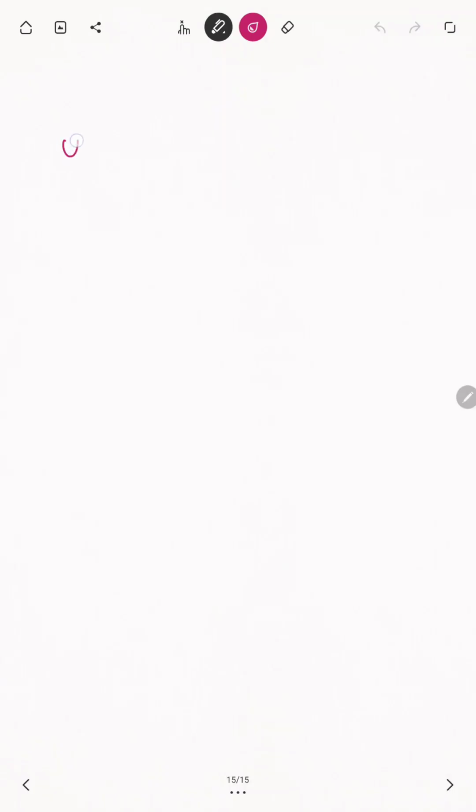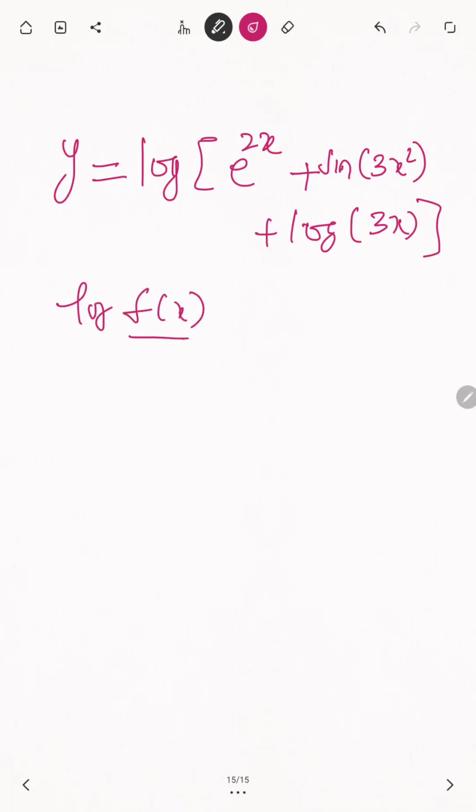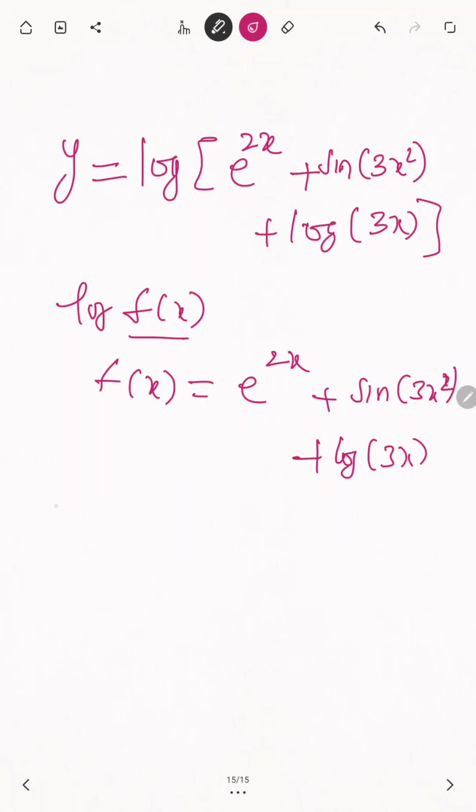Next problem. y is equal to log of e power 2x plus sin of 3x square plus log of 3x. Okay. Log of f of x. What is f of x? F of x is e power 2x plus sin of 3x square plus log of 3x. Correct? Fine. Then what is the rule telling?